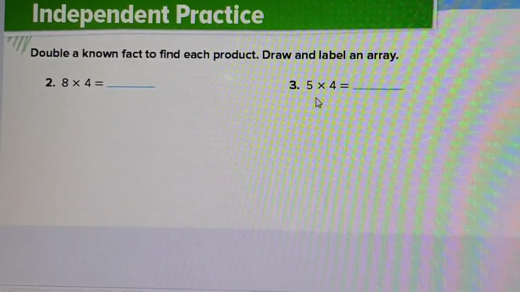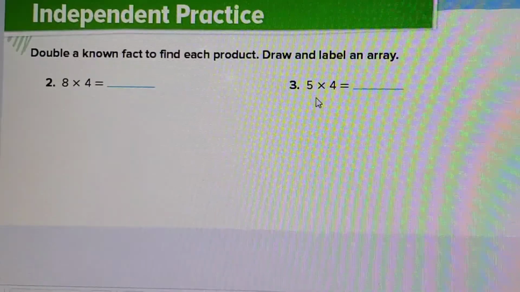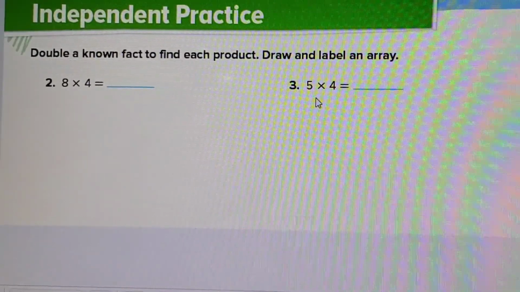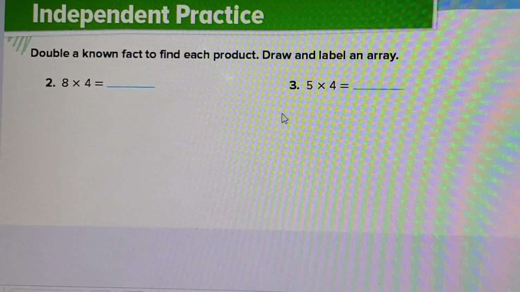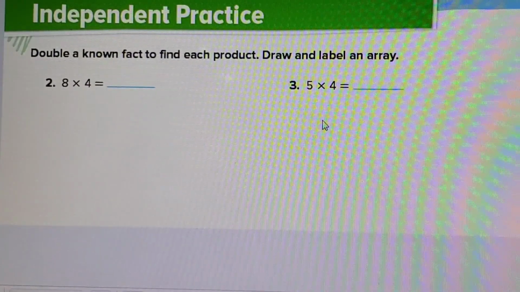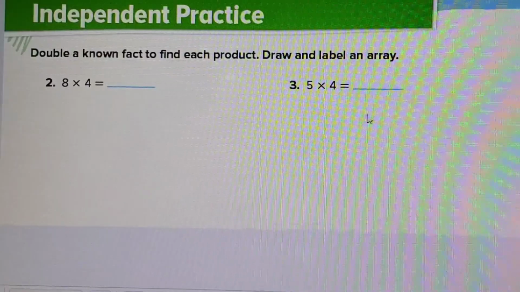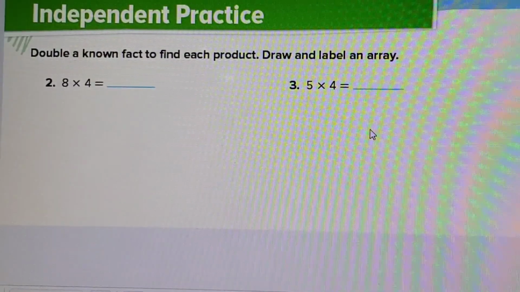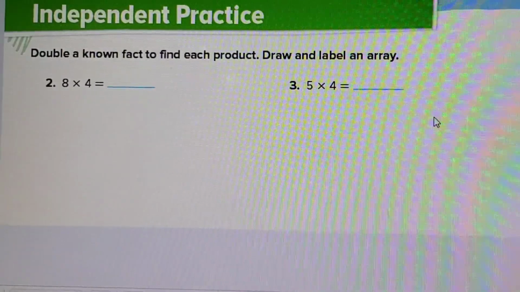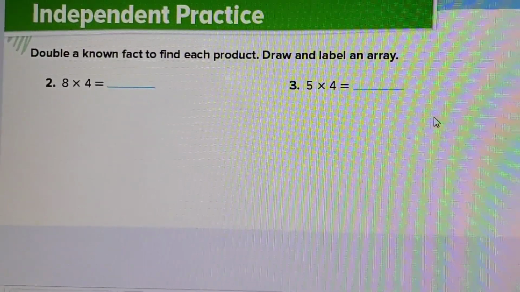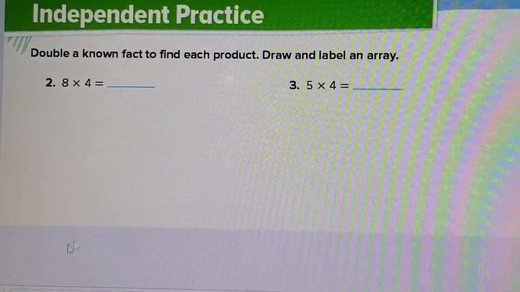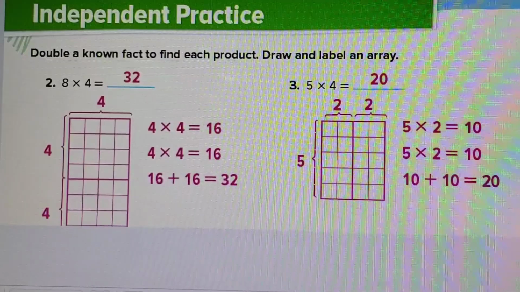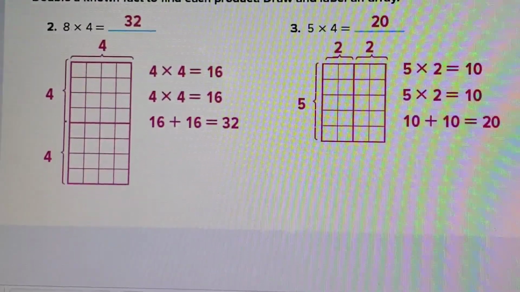Over here, when you have 5 times 4, you cannot decompose 5. So we'll decompose 4 instead. So you'll draw 5 rows of 2, and you'll write 5 times 2 is 10. You'll draw another array of 5 rows of 2, and write 5 times 2 is 10. 10 plus 10 equals 20. So 5 times 4 is 20. And here are your arrays.